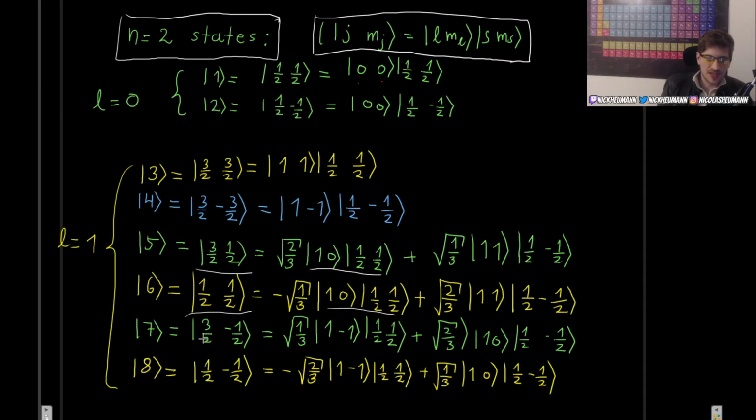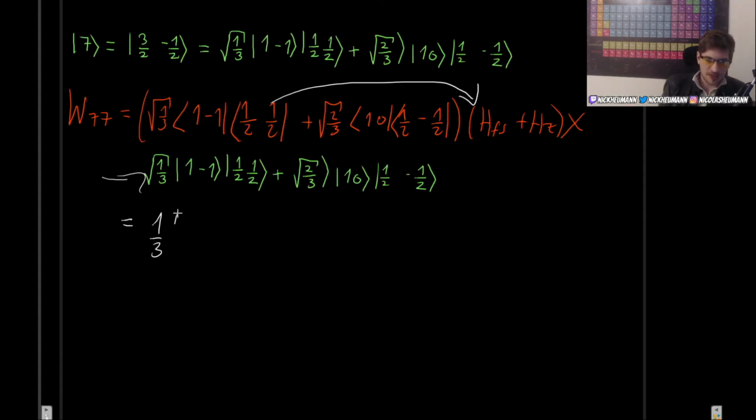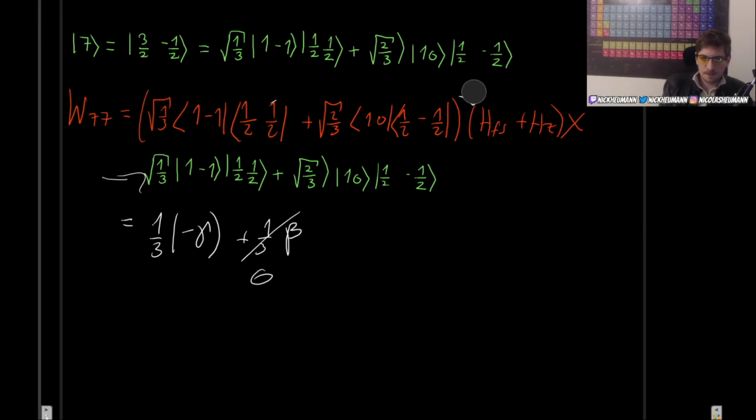So in state 7, we have value of j 3/2, which I believe is minus gamma, right? Yes. So the energy is minus gamma. Then we get this times the fine structure part, where we get 1/3 beta. And what is ml? It's minus 1, and ms is 1/2. So we get minus 1 plus 1, 0.